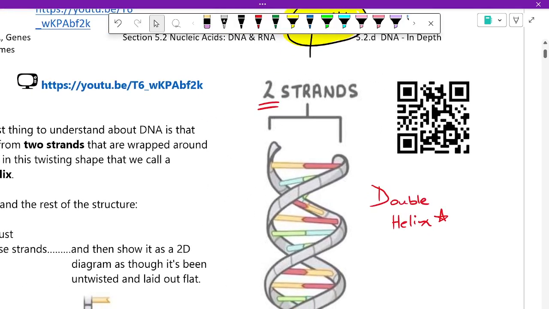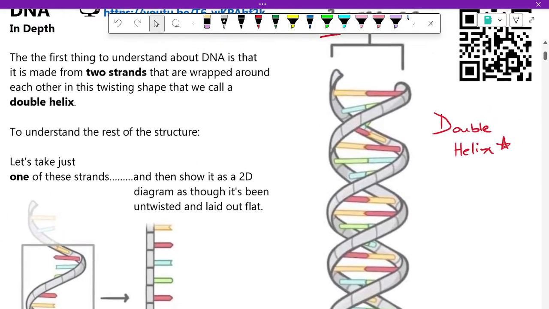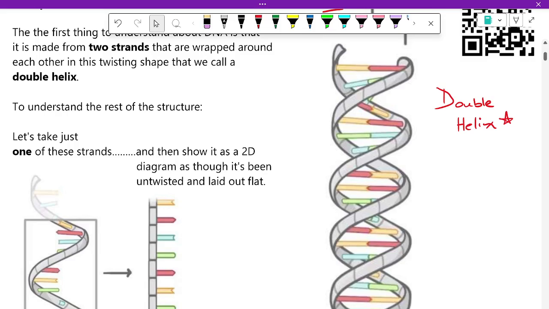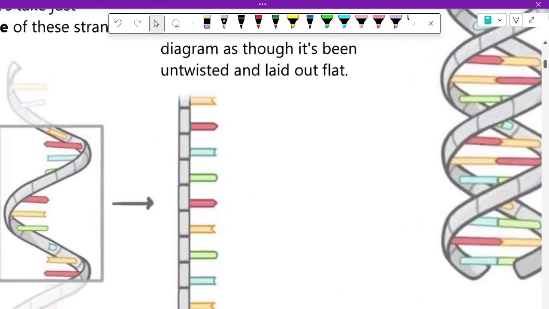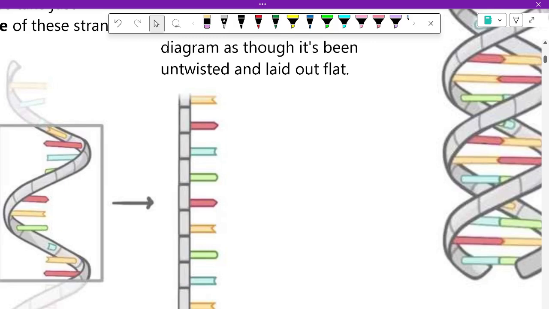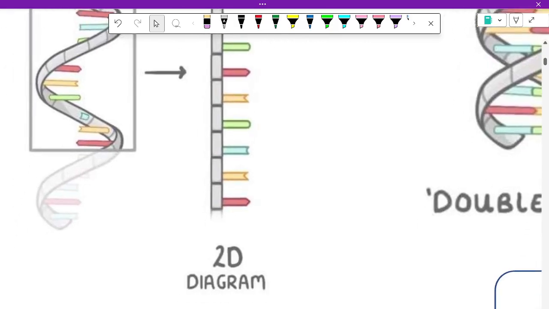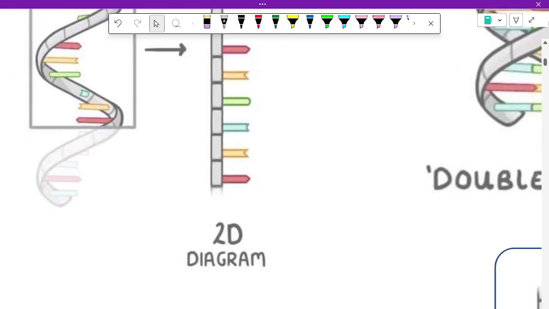Now, it's really hard to do things because this is a three-dimensional structure, so it's hard to do on paper. So we have a tendency to flatten it out, okay? And sometimes we'll just take one of the strands, and that's what we're going to do right now. We're going to take one of the strands, and we're going to flatten it out so it looks like that. Does that make sense? We've taken one of the strands and we flattened it out. So there's our 2D diagram.